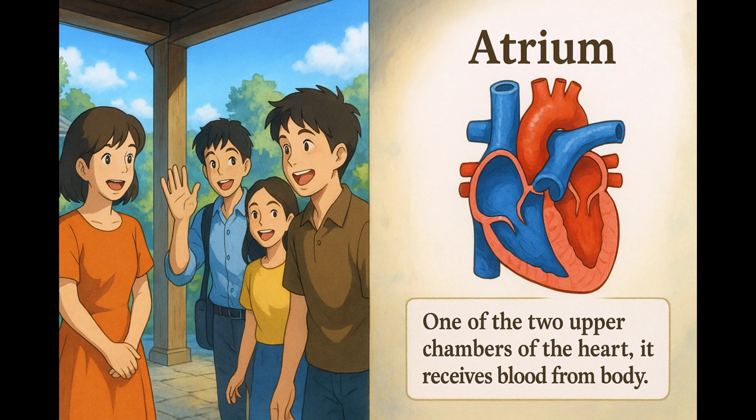Just like this welcome area, the atrium in the heart acts as the initial receiving chamber where blood first enters from the body. The connection here is that both the welcome area and the atrium serve as entry points. The welcome area receives guests, ensuring they're ready to move into the rest of the party, while the atrium receives blood, preparing it to be pumped into the ventricles for circulation.